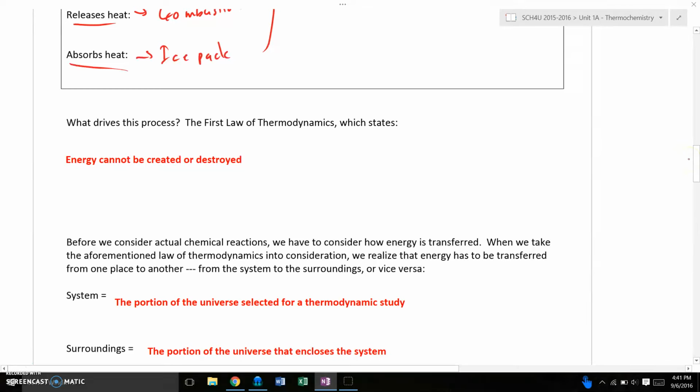The thing that drives this process is the first law of thermodynamics. This states, it's also called the law of conservation of energy, the idea that energy cannot be created or destroyed. So it has to come from somewhere.